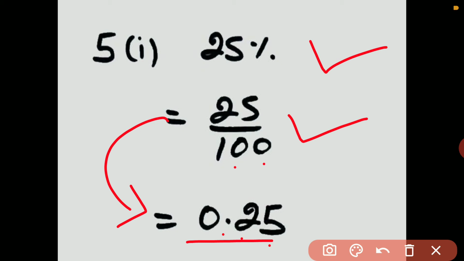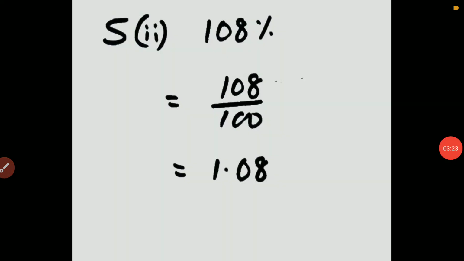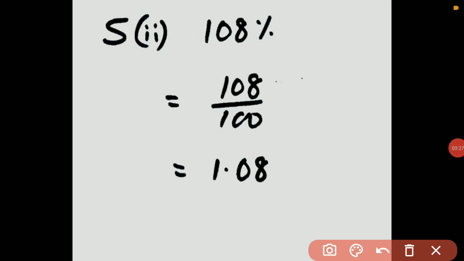Now we can go to the next question, which is question number 5.2. In question 5.2, the question given to us is 108%. So again we know that it can be written as 108 upon 100. Now again changing into a decimal number, there are two zeros, hence we can put a decimal point in front of two digits from the back. So my answer will be 1.08.